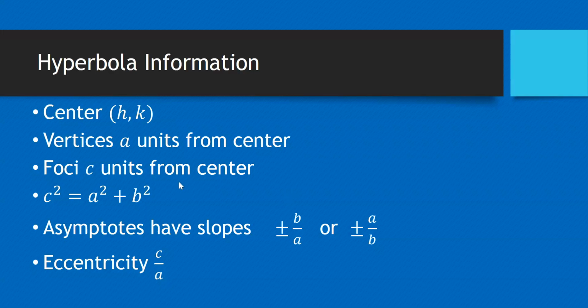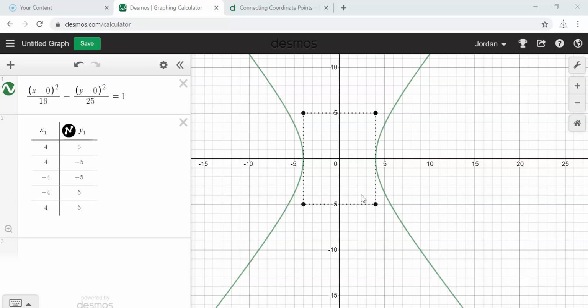All right, so let me talk about graphically what this hyperbola is doing. Here's what I've done. I have graphed a basic hyperbola, (x minus 0) squared over 16 minus (y minus 0) squared over 25 equals 1. And what I've graphed is shown in green.